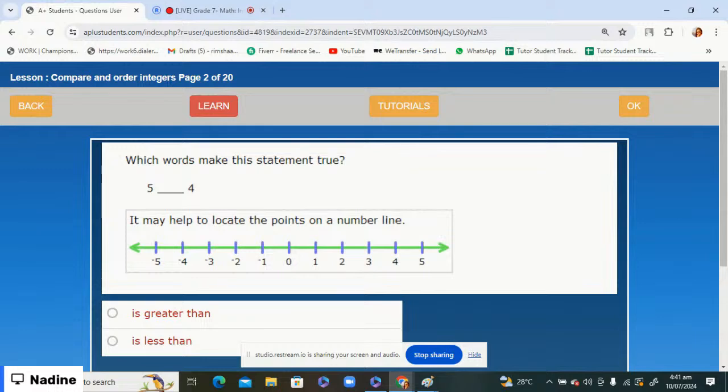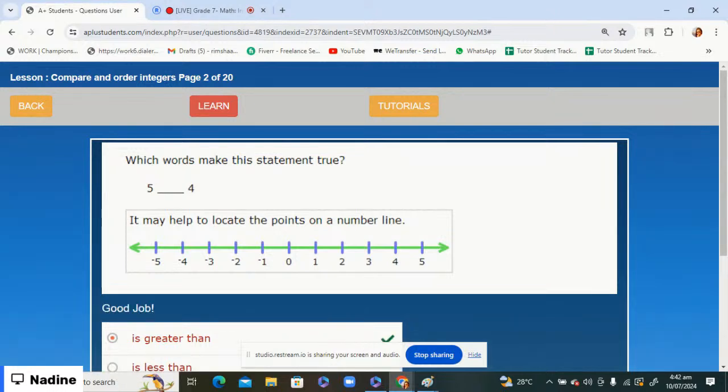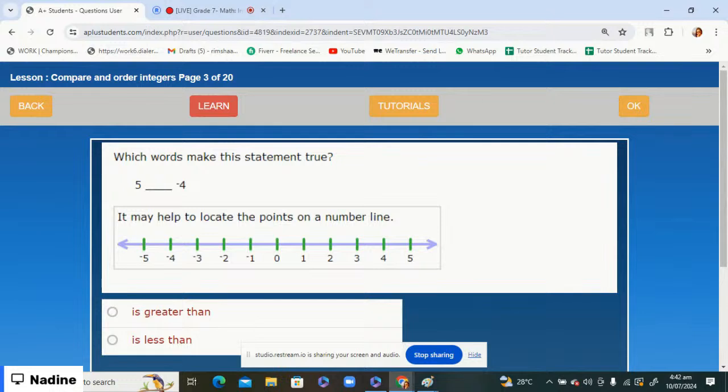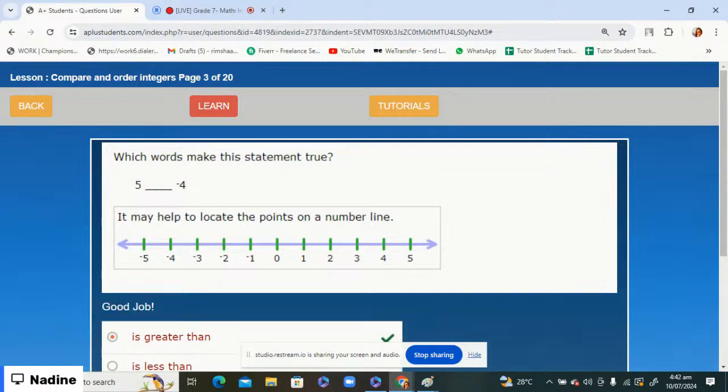Now you check this one. It's 5 and 4. Both are positive numbers, and a bigger positive number is greater as compared to a smaller positive number. So this is plus 5, this is plus 4, so plus 5 is greater than plus 4. I'm going with this option. Now this one: it's 5 and negative 4. You tell me, is 5 greater or negative 4 greater? As we know, negative 4 is less and 5 is greater. So 5 is greater than negative 4. Let's go with this option, and this is right.